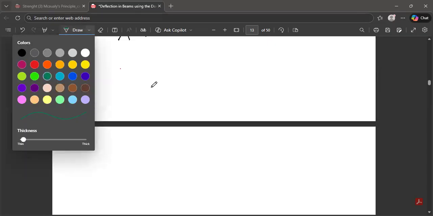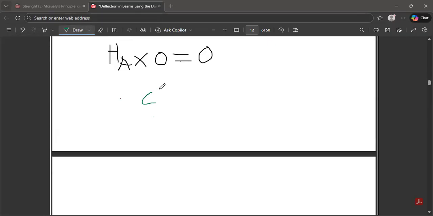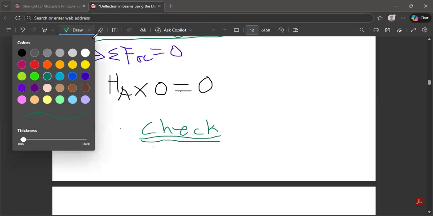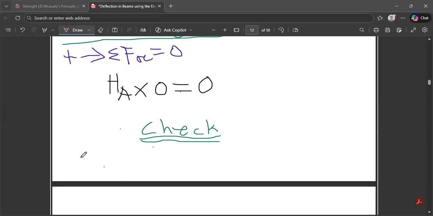In the check, what can we see? You realize that we have a formula as RA minus 80 kilonewton plus RC.